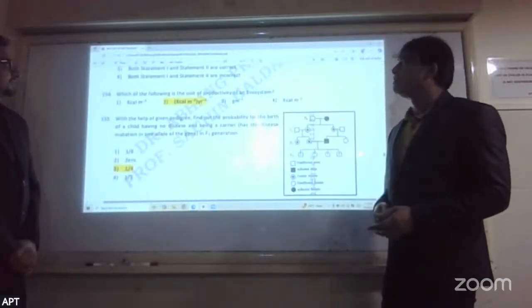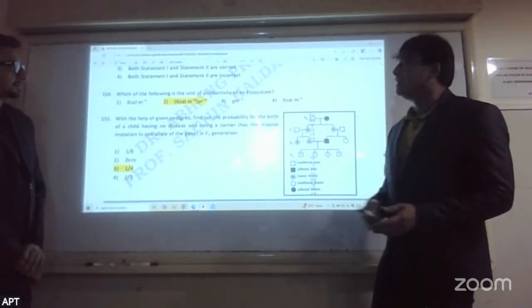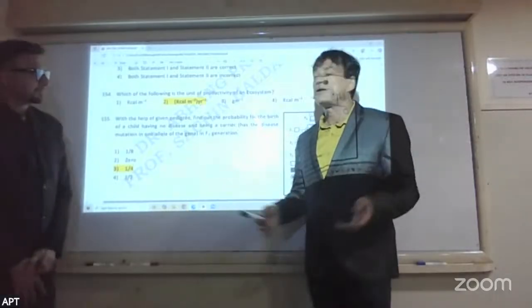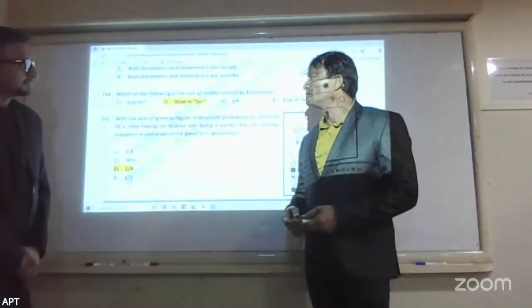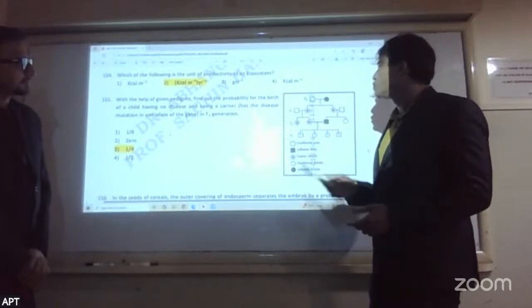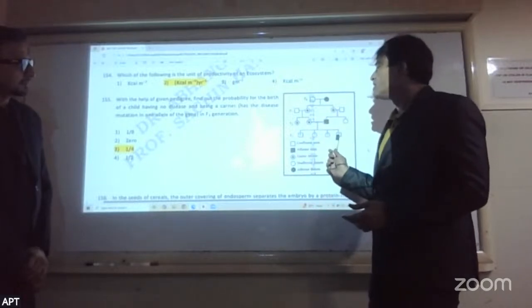Again, line pickup from NCERT: the unit of measurement of productivity is kilocalorie per meter square per year. This is how it is given and this is the correct answer. Can we go ahead? Yes, there is a cross which is shown here in F3 generation.